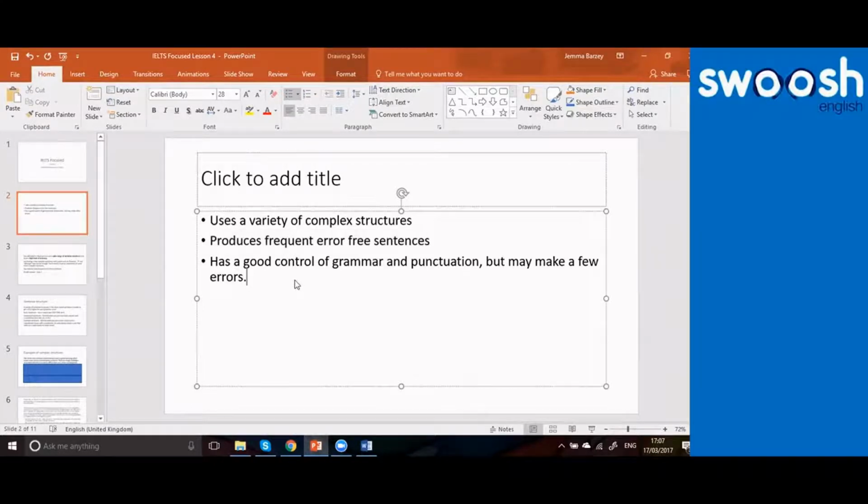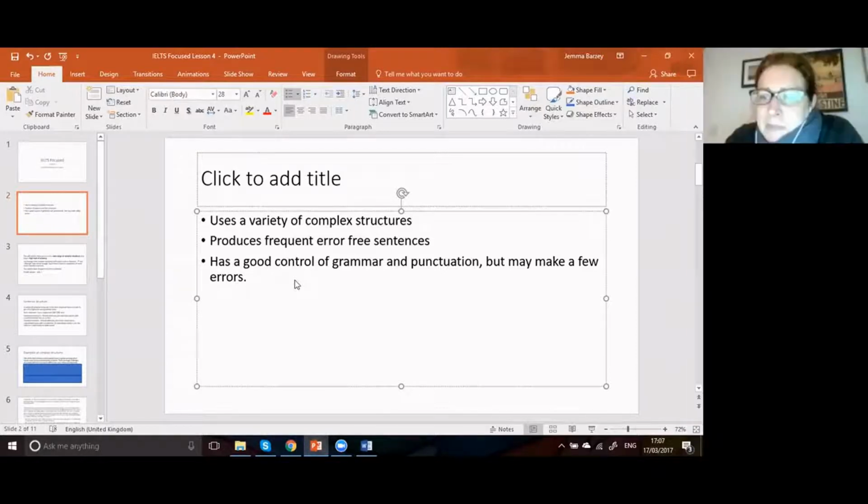What do you mean, a few? Three or four in a Task 2. So that they're more like slips than mistakes. But sort of 6, 7, 8, 9, 10 errors, it's not so good. Too much.